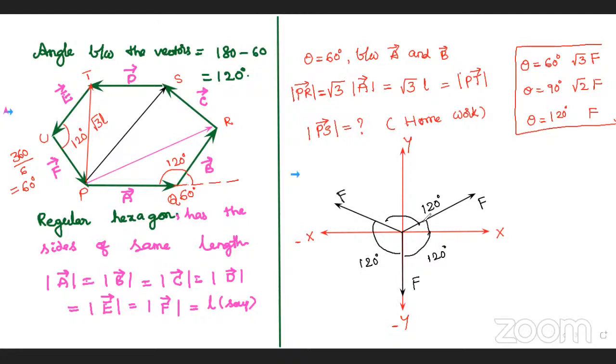For the three vectors, find the resultant. You take it as one example. Of course, this is also an example. Now the question is: find the resultant of the given vectors.